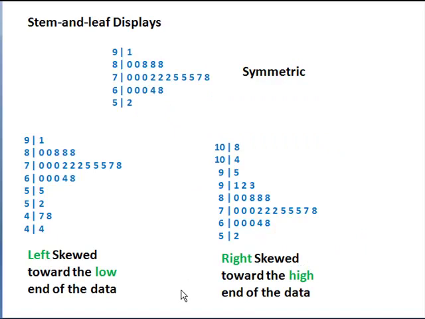The same vocabulary can be used with stem and leaf displays. Our top stem and leaf display is symmetrical. The one on the bottom left is skewed to the left because the tail goes off to the low data values. The one on the right is skewed to the right because the tail goes off to the high end of the data values. So think about it this way: unusually low data values skew to the left, unusually high data values skew to the right.